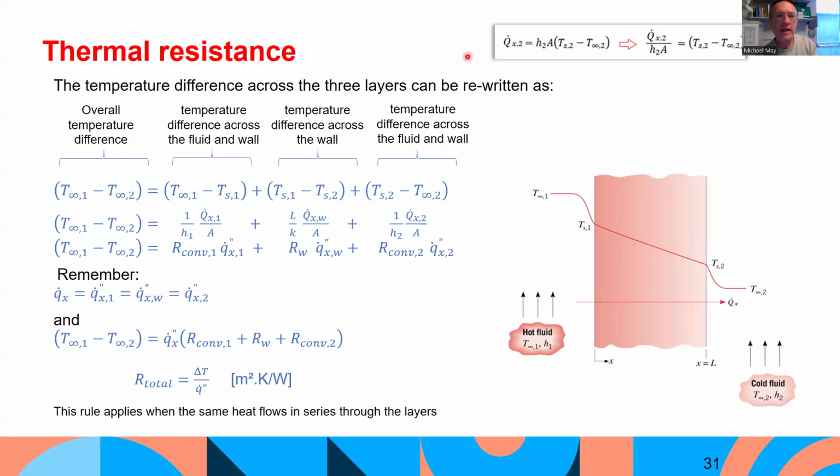So we take the overall temperature across the three layers. It equals the temperature across one layer plus the temperature across the other layer plus the temperature across the third layer.